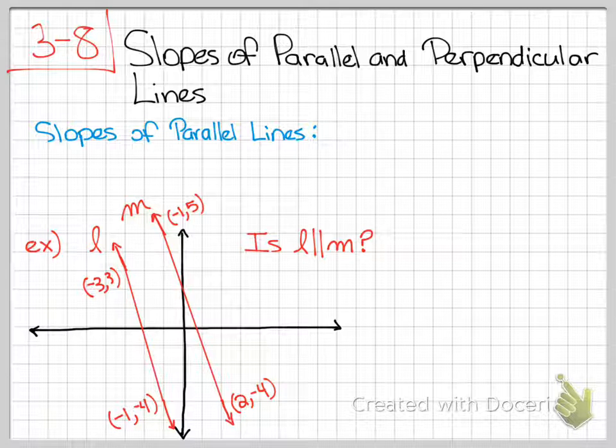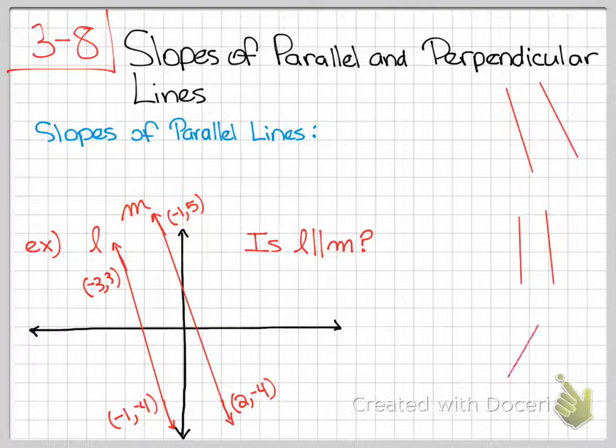If two lines are parallel, we know that they never intersect each other, meaning however they slant, that slant has to be exactly the same. So the slopes of parallel lines are equal.